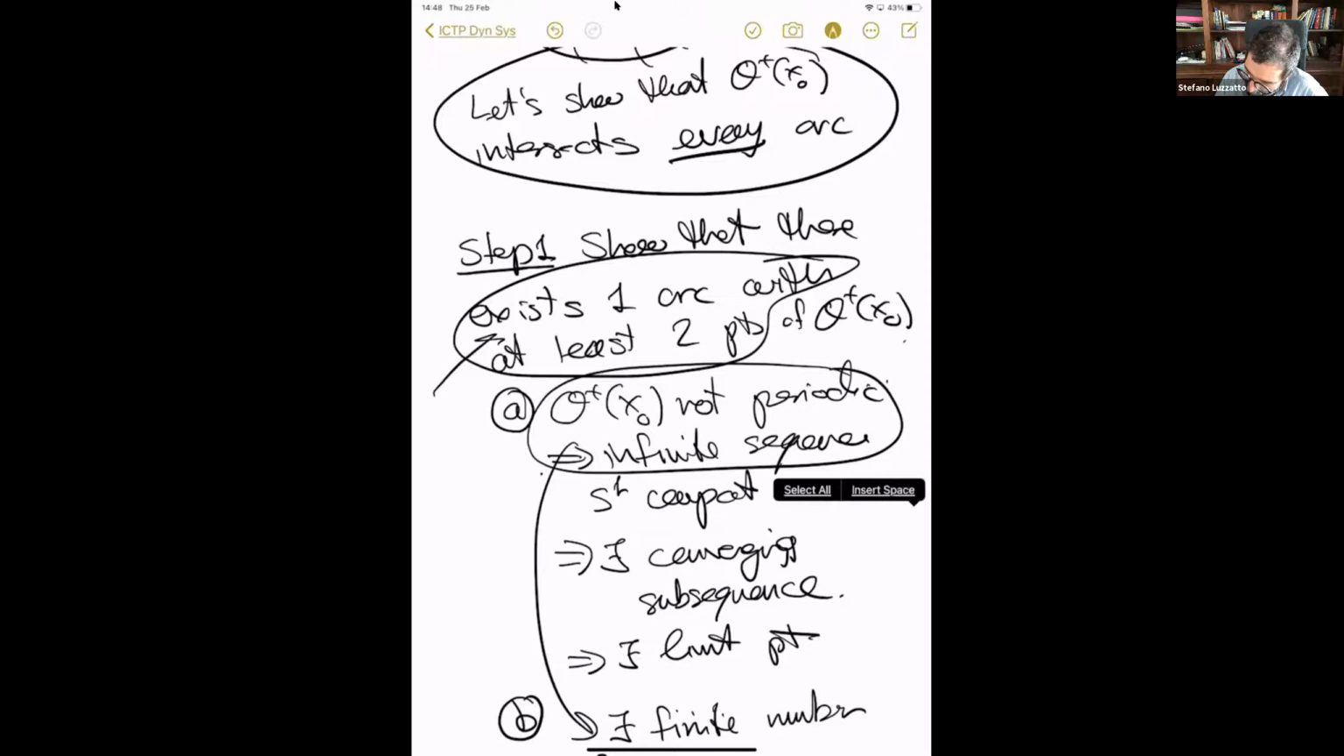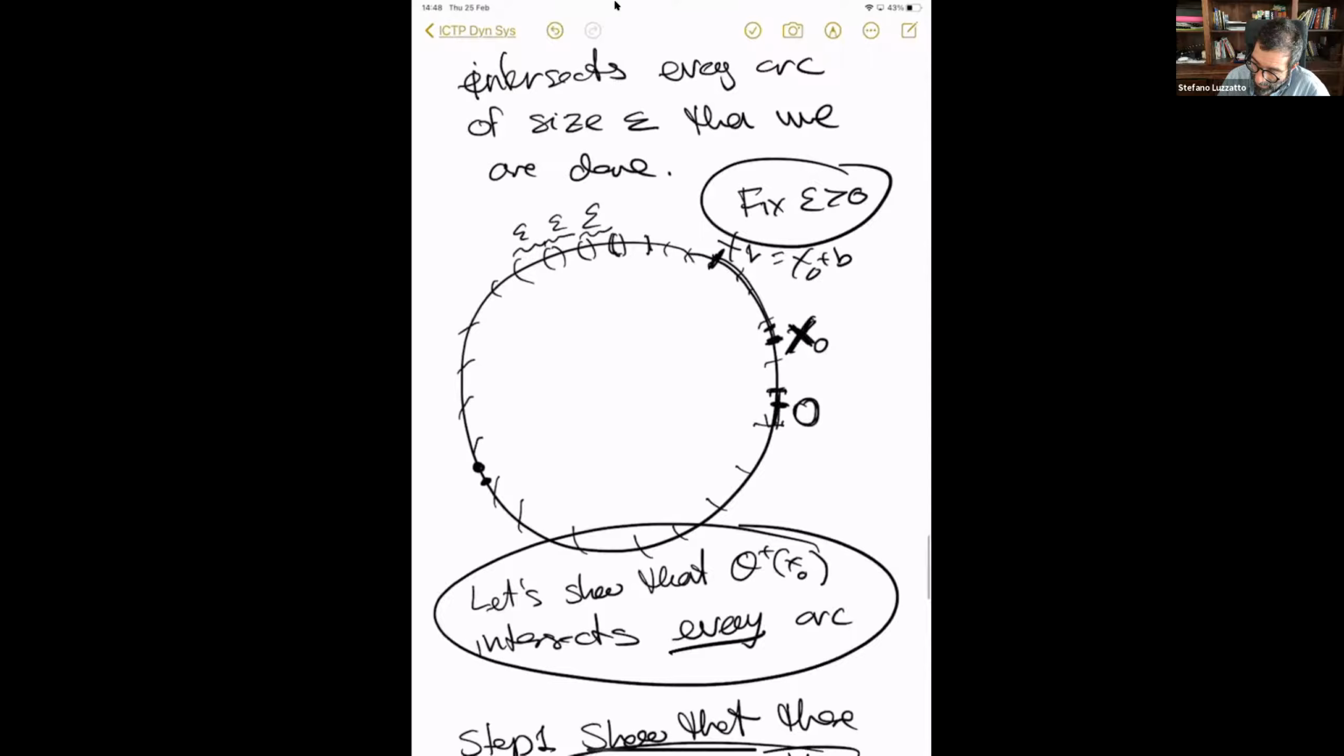You're right. So the key point is that because the orbit of x naught is not periodic, it is an infinite sequence, so it contains an infinite number of points. And here we have a finite number of arcs. We have divided the circle into a finite number of arcs.